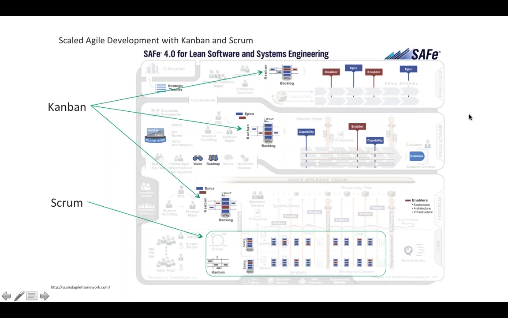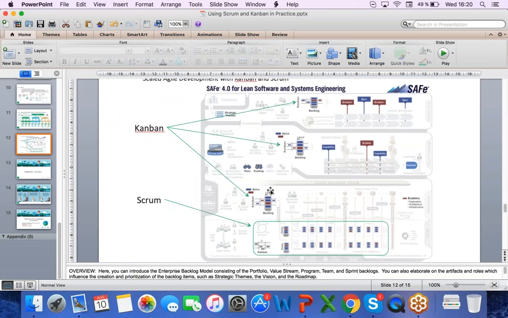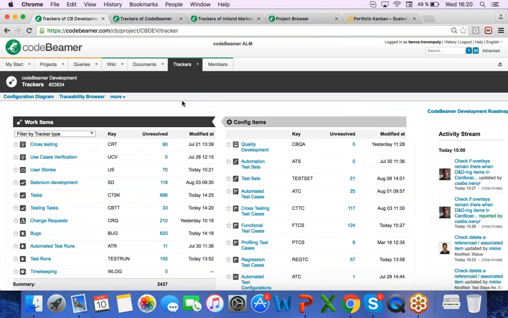On the portfolio level, the solution management does the prioritization, portfolio management does the prioritization on the program level, the product management, and on the team level, the product owner does the prioritization of each work item in the Kanban board. This is a pretty complex example, but hopefully when I show you this in the demo, it will make more sense. And then without further ado, let me jump into our tool and into the live demonstration.